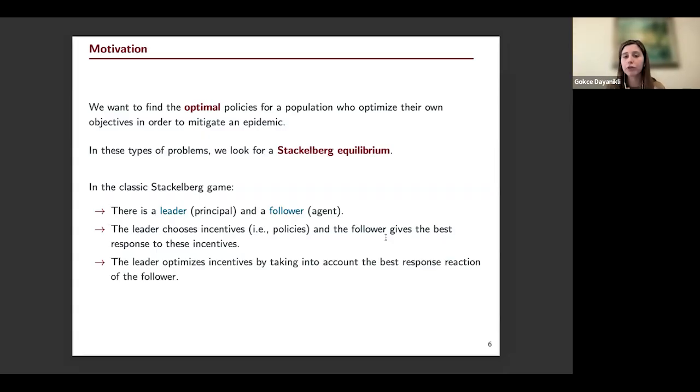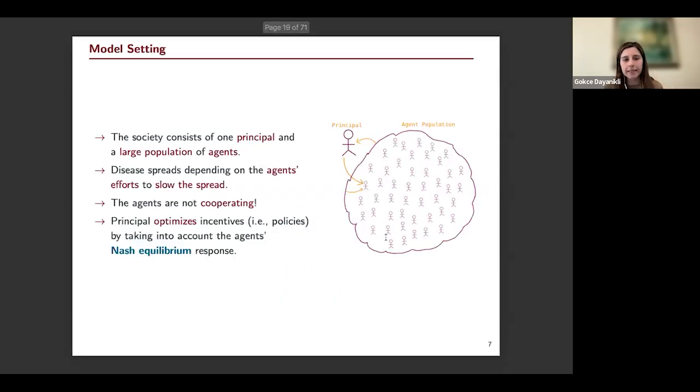At the end, the leader optimizes these policies or incentives by taking into account the best response reaction of the follower. This equilibrium type is totally different from Nash equilibrium, because in Nash equilibrium, both players give their best responses given the other's behavior, and then we need to solve a fixed point problem. However, in this one, the leader is doing an optimization given the follower's reaction as a function of the leader's behavior. The thing is, in our application, instead of having only one agent, we have a big agent population, a large population. And in this type of large populations, it is generally very hard to find some kind of equilibrium.